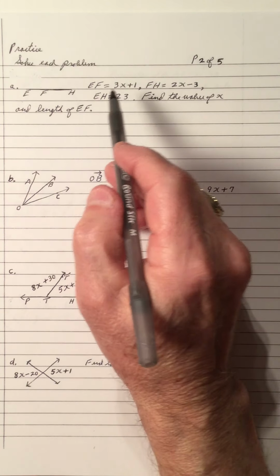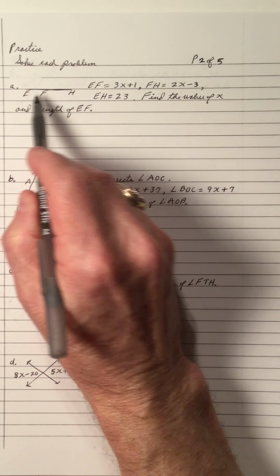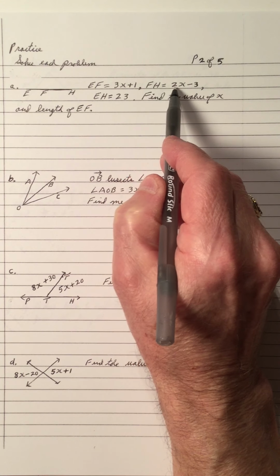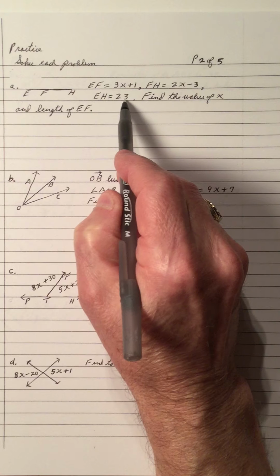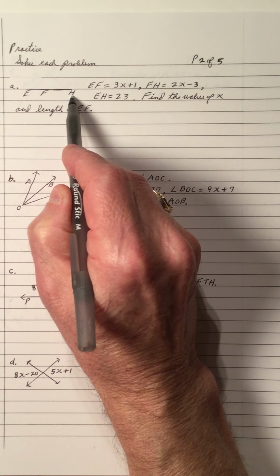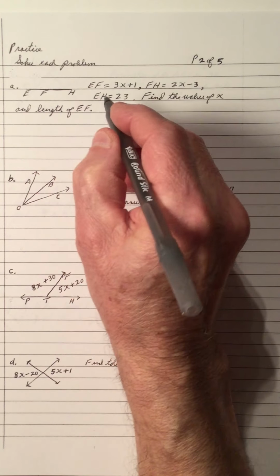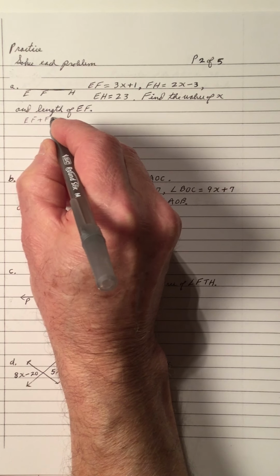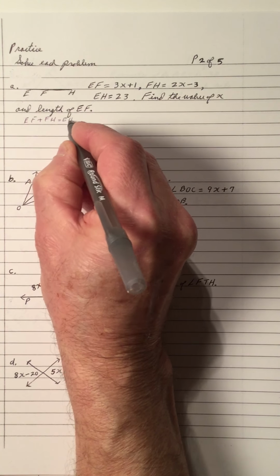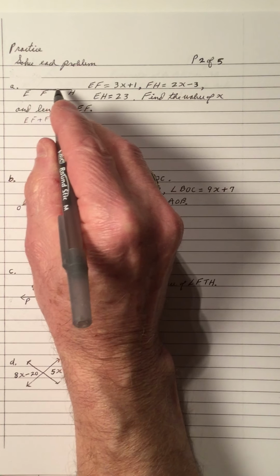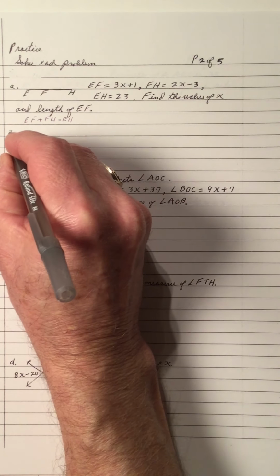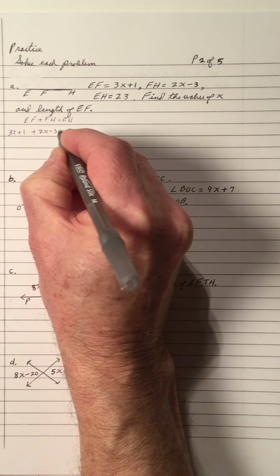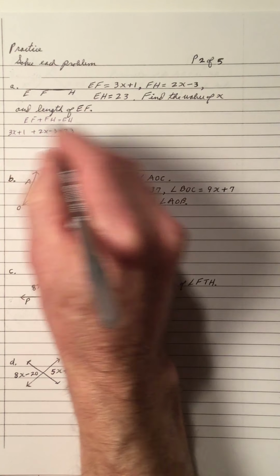Let's solve each problem. Notice we have line segment EH, with F in the middle. EF is 3x plus 1, FH is 2x minus 3, and EH is 23. So EH is the total length, so these two added together. What we have is EF plus FH is equal to EH. Adding two segments together gives you the total length. So EF is 3x plus 1, FH is 2x minus 3, and EH is 23. So we got a linear equation.